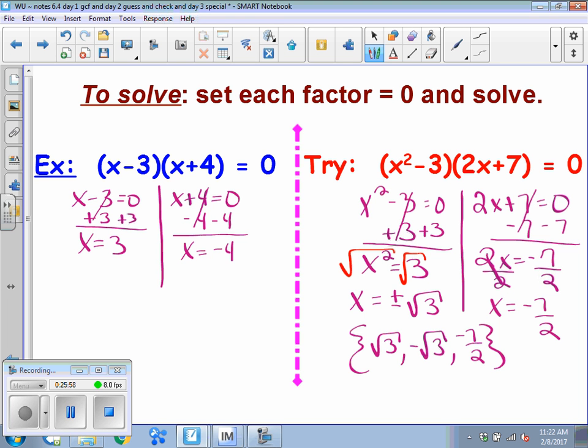So that graph is going to cross the x-axis at 3 places. 1 point something something, negative 1 point something something, and negative 3.5. Okay?